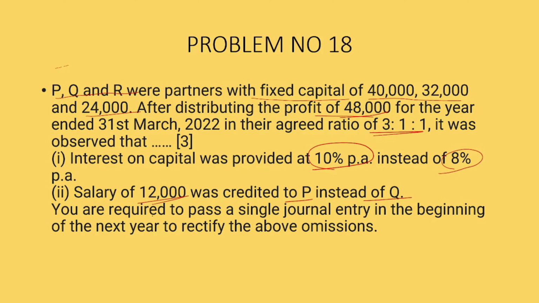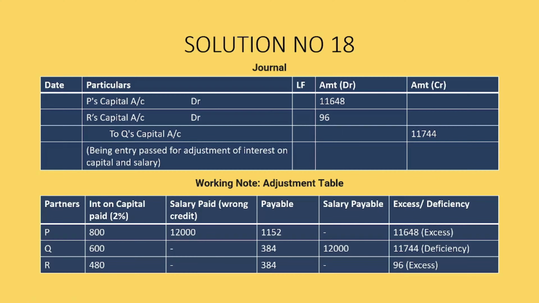You are required to pass a single journal entry at the beginning of the next year to rectify the above omissions. So the answer to your question will be P's capital account debit 11,648, R's capital account debit 96, to Q's capital account 11,744. Now, how we got this, we will look into first.